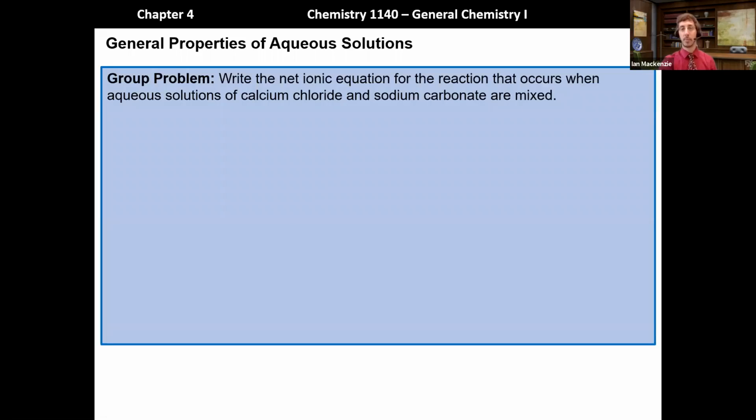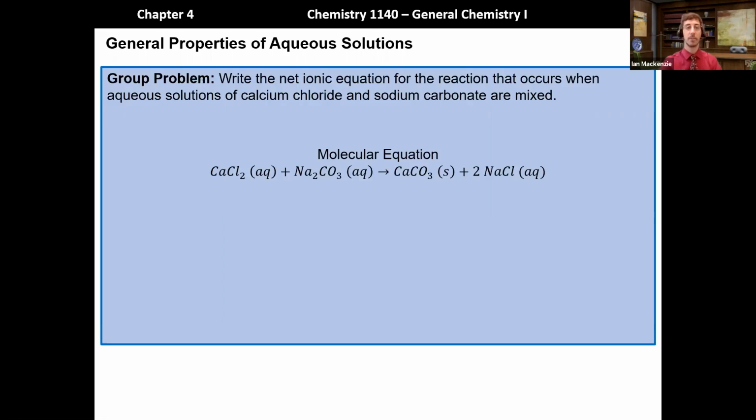Let's do one more example. Write the net ionic equation for the reaction that occurs when aqueous solutions of calcium chloride and sodium carbonate are mixed. Again, we have to know our nomenclature. So calcium chloride and sodium carbonate, we'll write both of those.